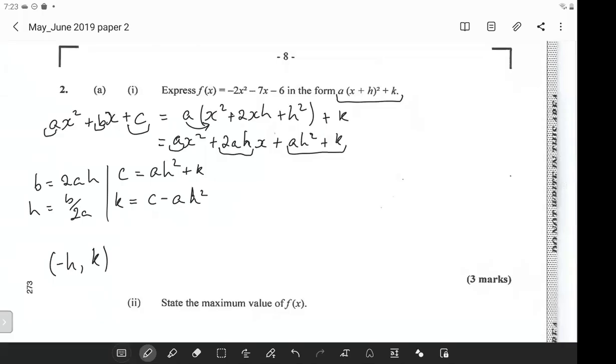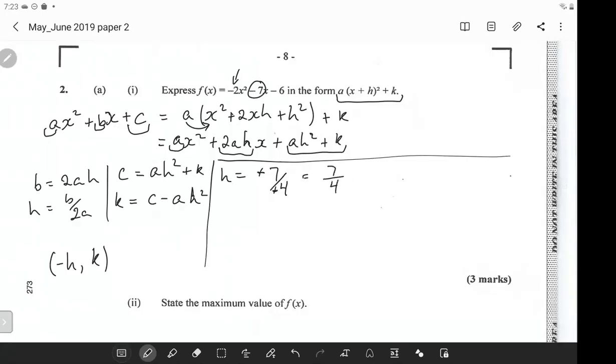Very nice. So what do we get? Let's do our working right here. We can find h right away. That is -b over 2a. b is -7, so that's -7 over 2 times -2, which is -4. So these cancel, and we get 7/4.